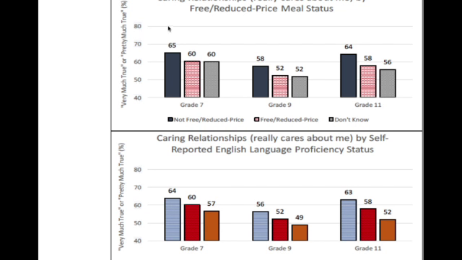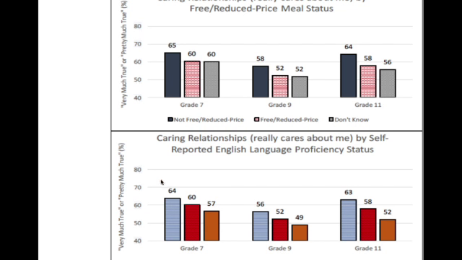And here, these charts are very nice because they're disaggregated by these various methods. This one is disaggregated by free and reduced lunch. It looks at students who do not have free and reduced lunch, those who do, and those who don't know. It looks at students' responses on the same question about caring relationships. Does someone really care about me? And asking about their English proficiency status. So English only, English proficient, or not English proficient.